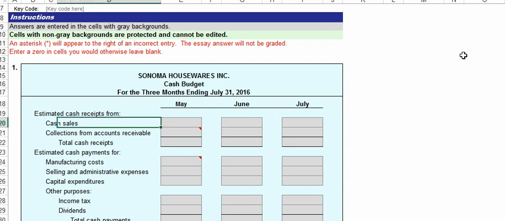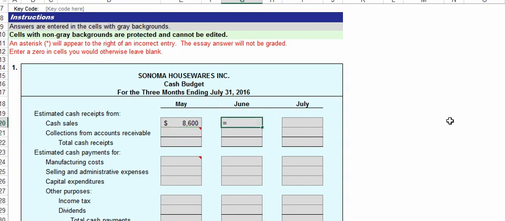Okay, so the first place we'll start will be cash sales. And notice in the first sentence, first paragraph below your chart, the company expects to sell about 10% of its merchandise for cash. So each month's sales number, 10% of that month's sales number will be cash sales. So May's sales number was 86,000 times 0.1 gets us 8,600 cash sales for the month of May.